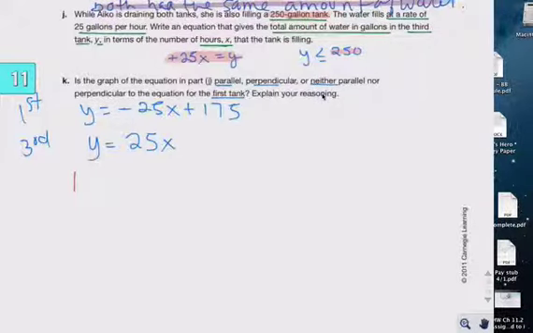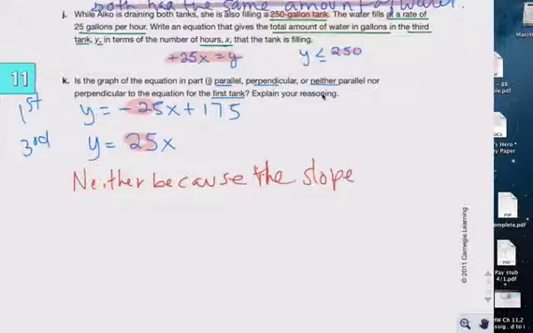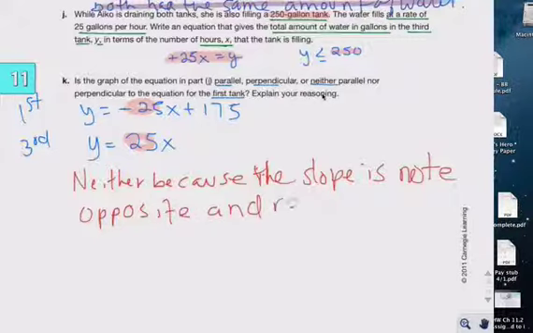So is this parallel or perpendicular? It is neither. It's neither. Because the slope is not opposite. It is opposite, but it needs to be a reciprocal. Reciprocal. Okay, to be perpendicular.